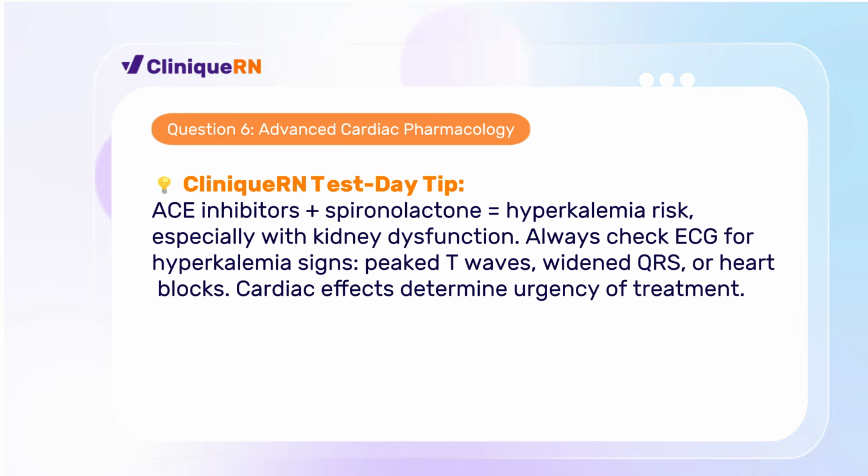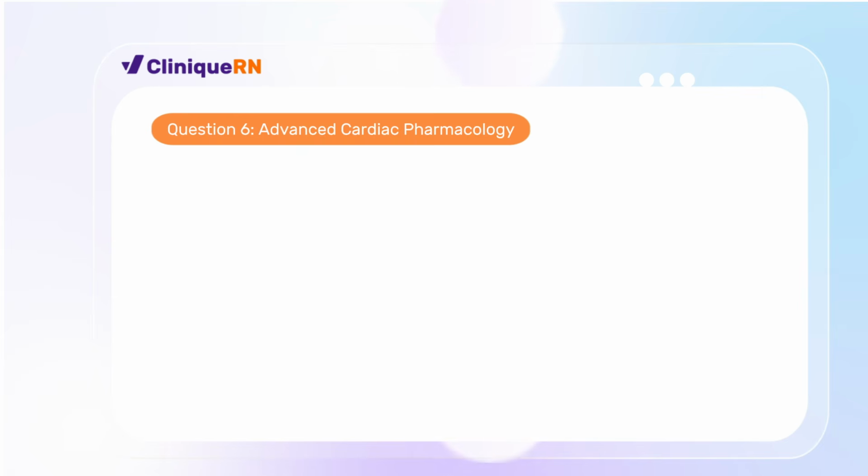Clinique RN Test Day Tip: angiotensin-converting enzyme inhibitors plus spironolactone means hyperkalemia risk, especially with kidney dysfunction. Always check the ECG for hyperkalemia signs: peaked T waves, widened QRS, or heart blocks. Cardiac effects determine the urgency of treatment.